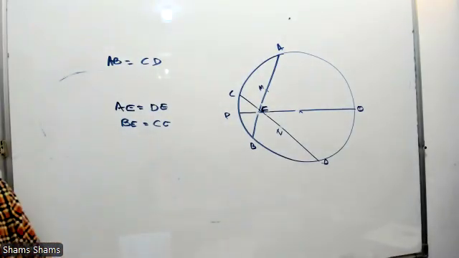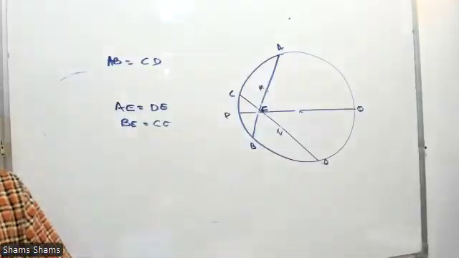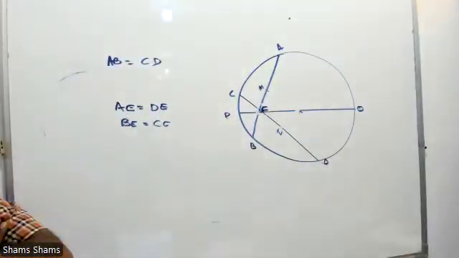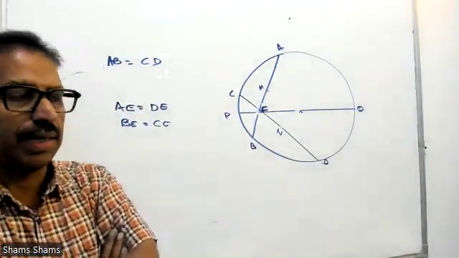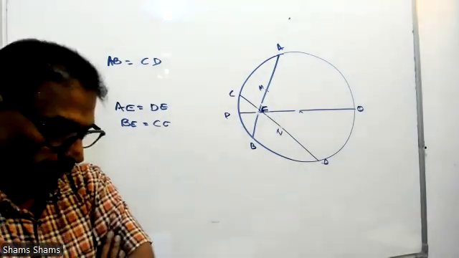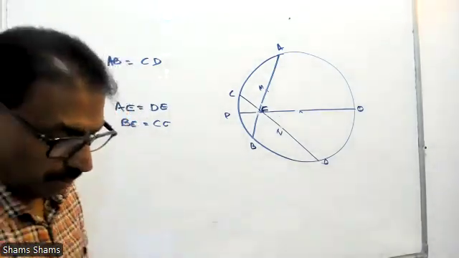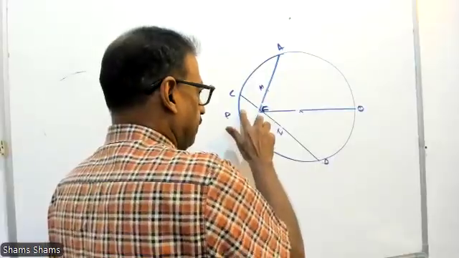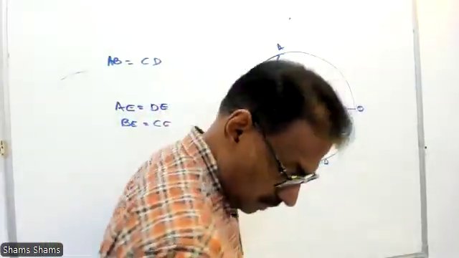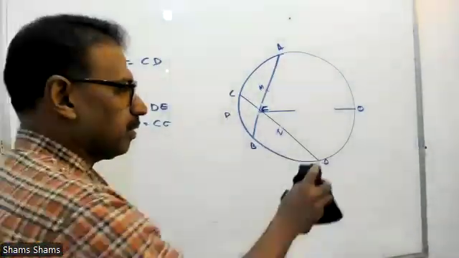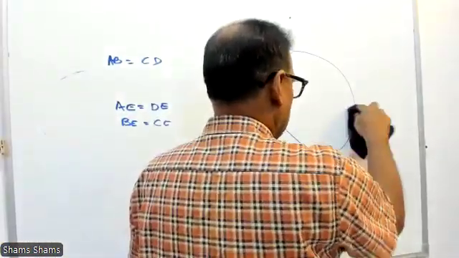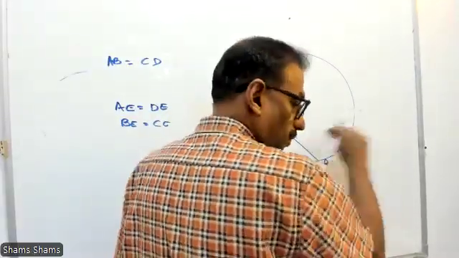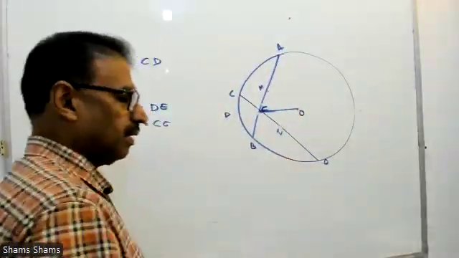Right. Given: AB and CD are two chords of a circle with center O. Chord is not required; if it is there, no problem, but we need this one. If you draw it, fine; if you don't, just keep it there. It's not wrong.